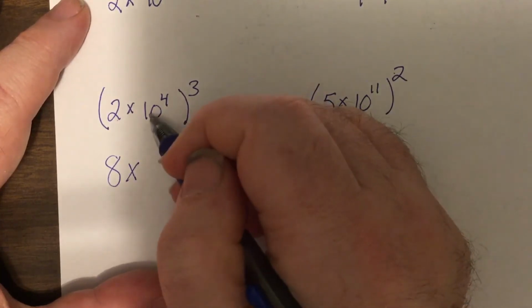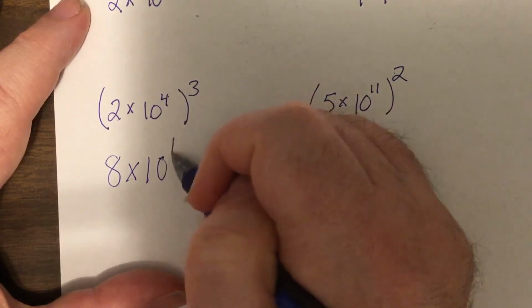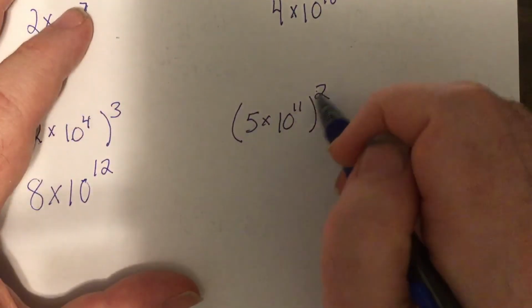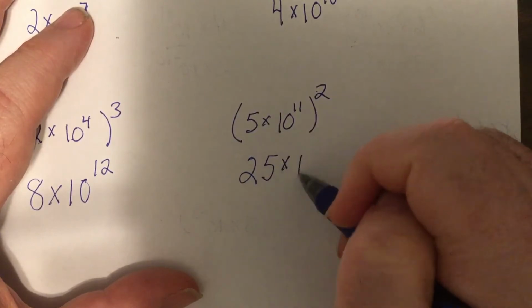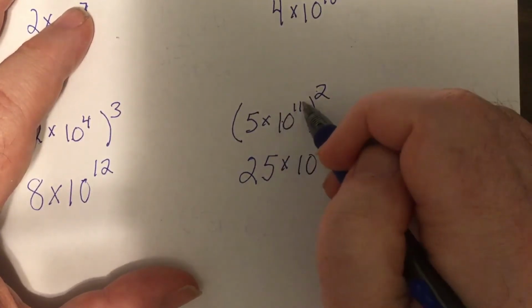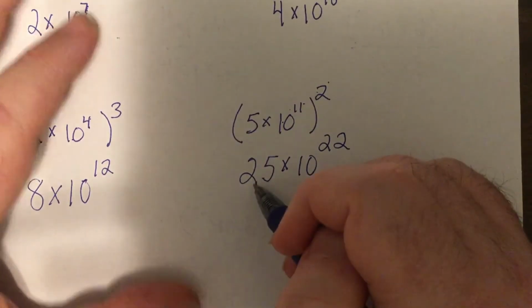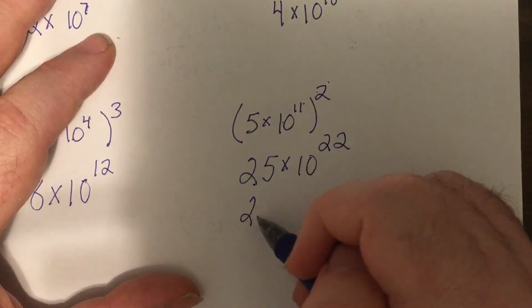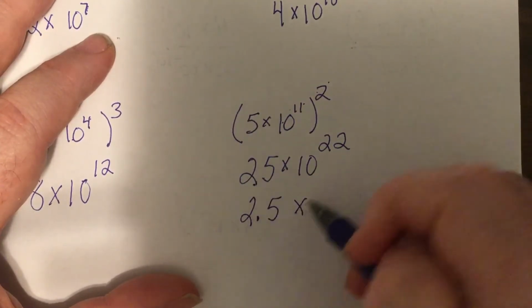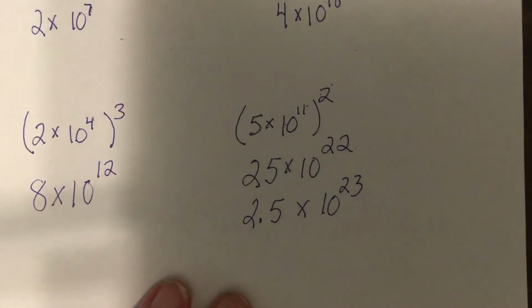And then when you have a base to a power, and then you raise it to another power, you multiply, so that'd be 10 to the 12th. So this would be 5 squared is 25 times 10 to the, when a base to a power, you multiply, that's 22. Now, can't have a number bigger than 10, so I divide by 10, so that's 2.5 times 10 to the 23. Woohoo!